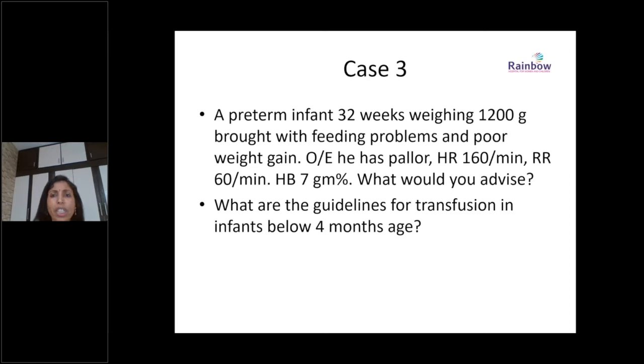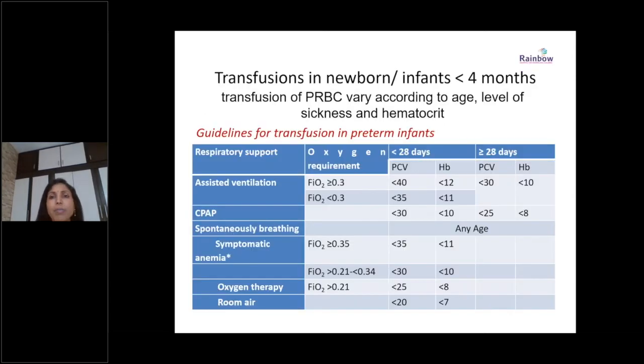...gram, brought with feeding problems and poor weight gain. As we have seen in the previous slide, if you can recollect, a preterm baby with poor weight gain, who is underweight, of course appropriate for the gestation, but preterm baby has significant pallor and tachycardia, hemoglobin of 7. In this scenario, we know that definitely we are going to go ahead with the transfusion, because there are several indications here. These are the guidelines we have previously seen when we were discussing case 1. So definitely here we are going to go ahead with the transfusion.